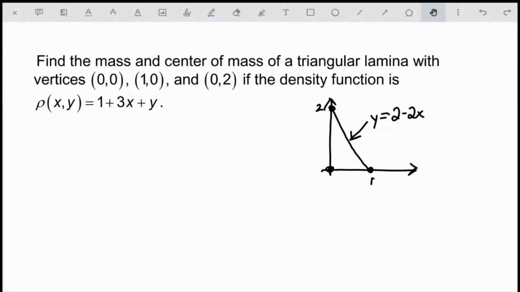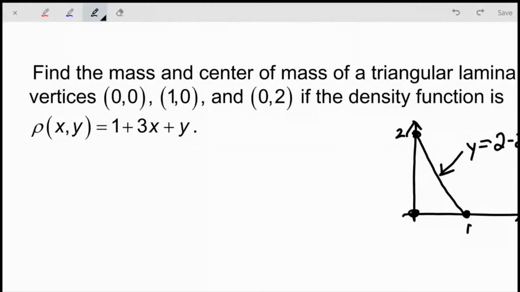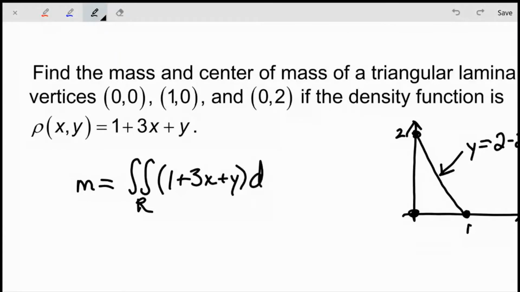Now I've got a good way to set this up. This is similar to what we did before with the mass, except now I've got a slightly different triangle, but the same general idea. If I'm going to find my center of mass, the first thing I need is the mass. The mass is the double integral over this region, which I'll call R, of the density, 1 plus 3x plus y, dA.